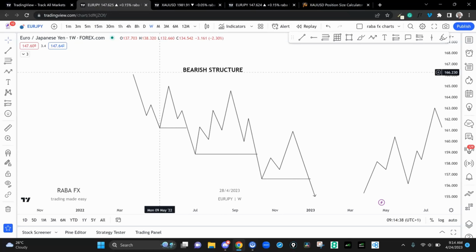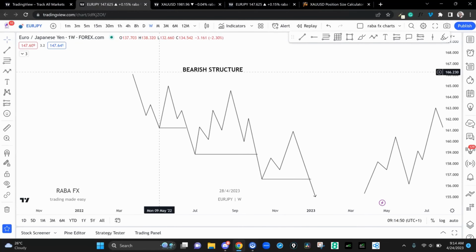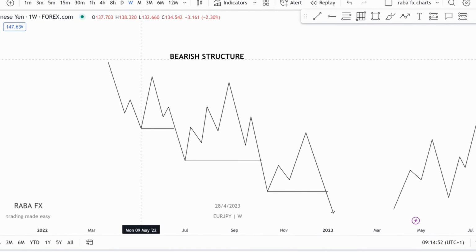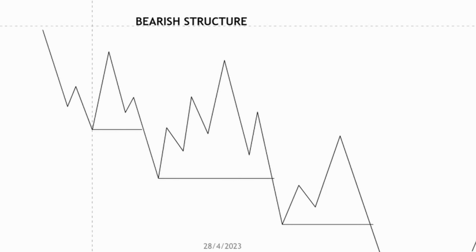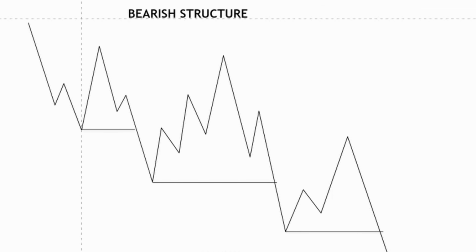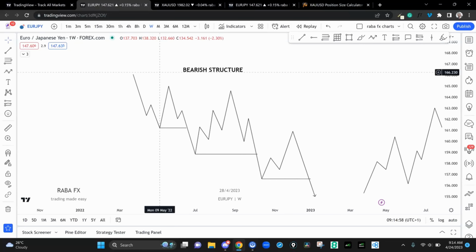Is the market moving up? That is bullish structure. Or is the market moving down? That is bearish structure. And also, if the market is moving sideways, in that case, we have a sideways moving market and the market consolidates. Each of these is a strong indication of price action. It's going to tell you what price is doing currently.